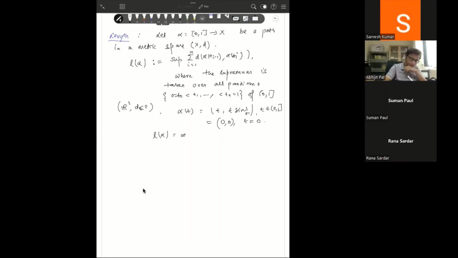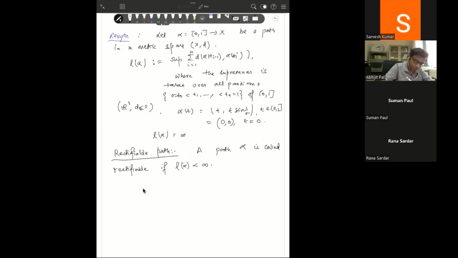Okay, and there is something called a rectifiable path. So what is the meaning of this? A path alpha is called rectifiable if length of alpha is finite. Okay, so I will always be interested in these rectifiable paths. But so this is my definition of the length of the path.